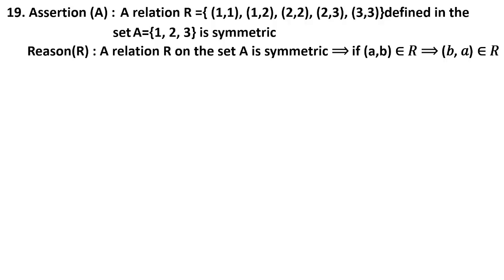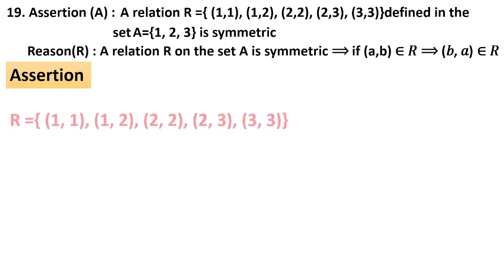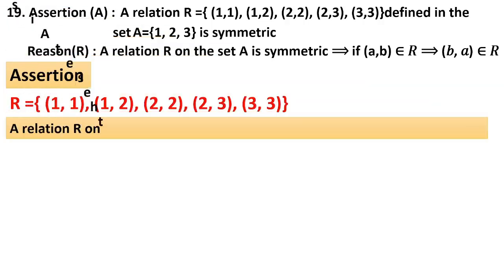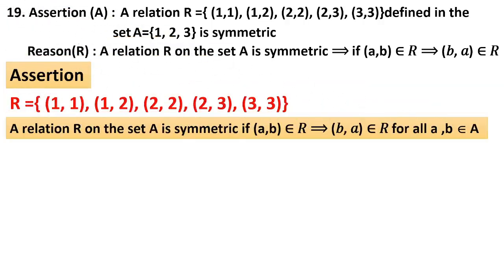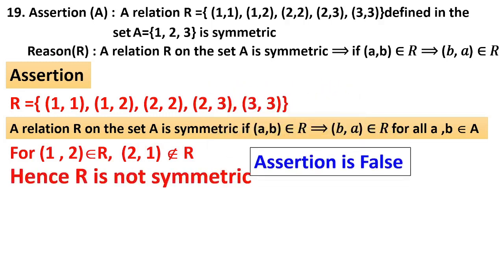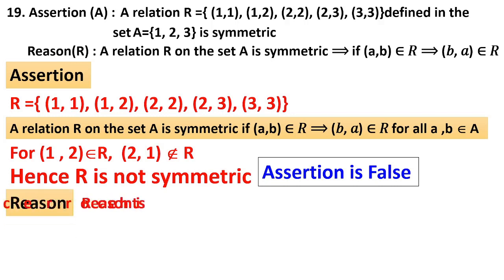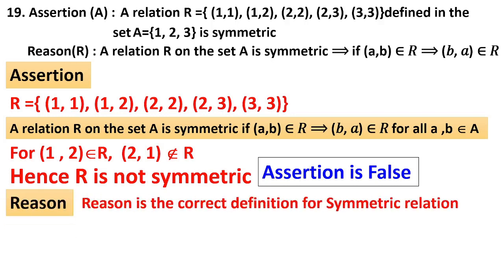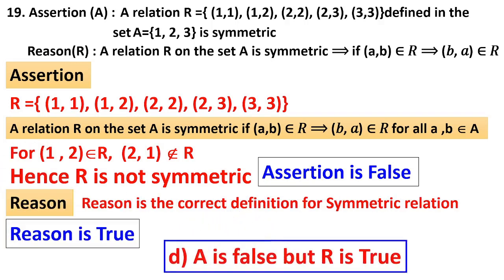Assertion is a relation is symmetric. Reason is a relation R is symmetric if condition is given. Let us check whether the given relation is symmetric. For that, a relation is symmetric if A comma B is there, then B comma A should be there. But 1 comma 2 is there, but 2 comma 1 is not there. Therefore, it is not symmetric. Therefore, assertion is false. But the reason is the correct explanation for symmetric relation. That is the correct definition. Therefore, reason is true. Therefore, assertion is false, but reason is true.